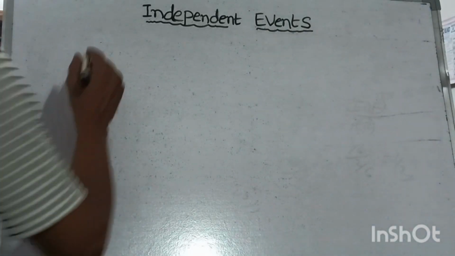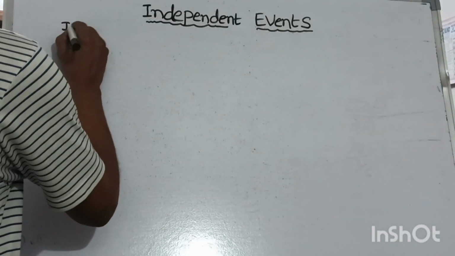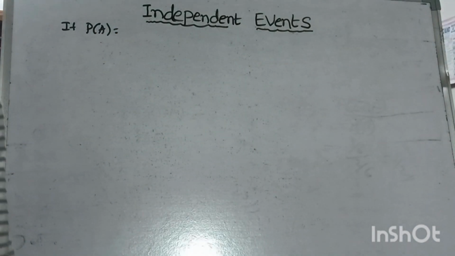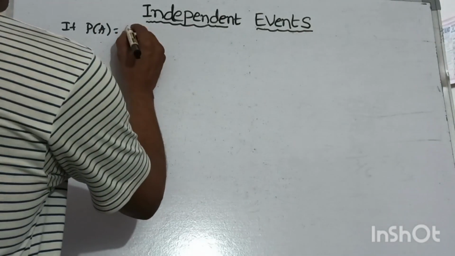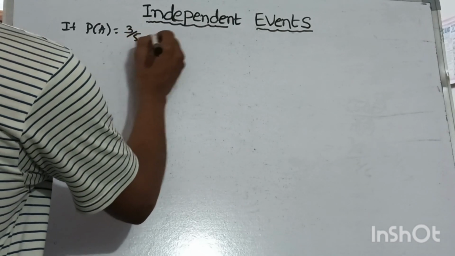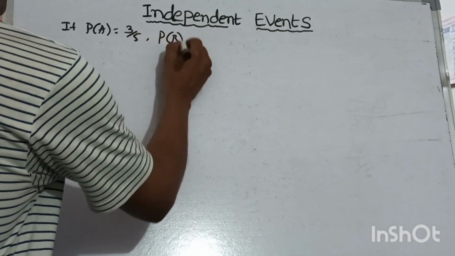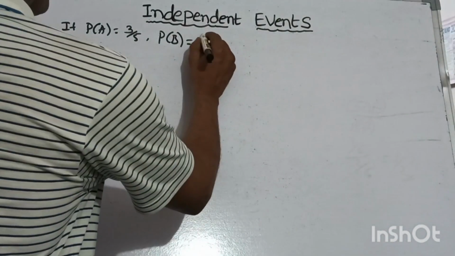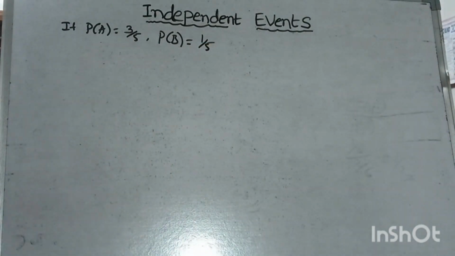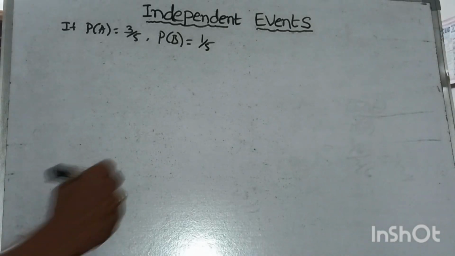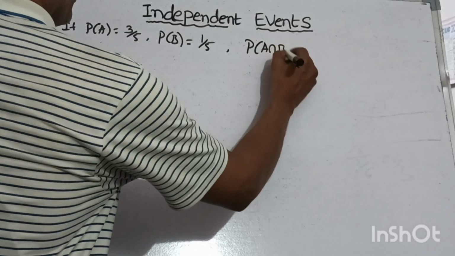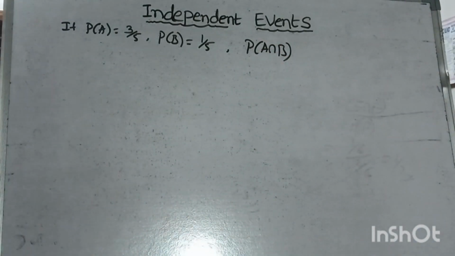Take some problems. If probability of A equal to 3 by 5 and probability of B equal to 1 by 5, find probability of A intersection B, given that A and B are independent events.